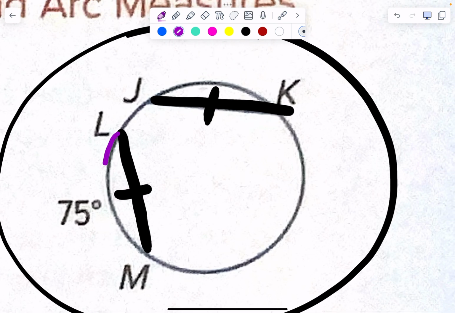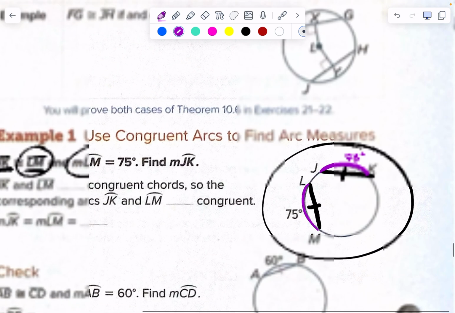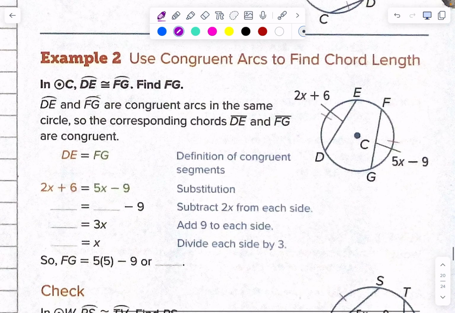It says arc LM, this length right here, or that measure, is 75 degrees. They want us to find the measure of JK. 75 degrees. This is too easy. True? Okay, because the chords are the same, the arcs will be the same. Got it? Beautiful.